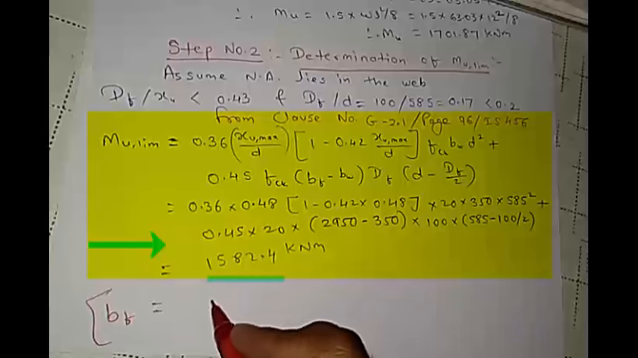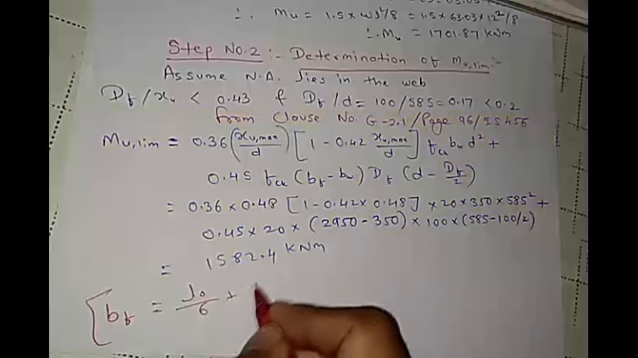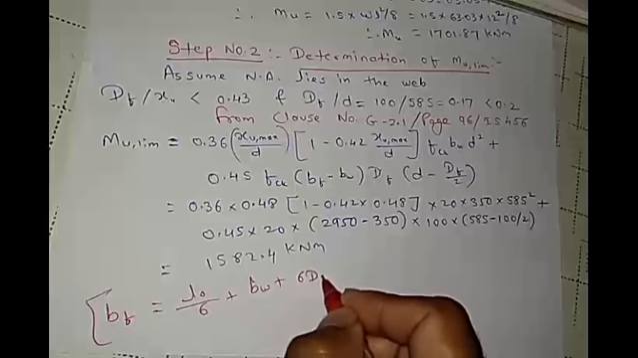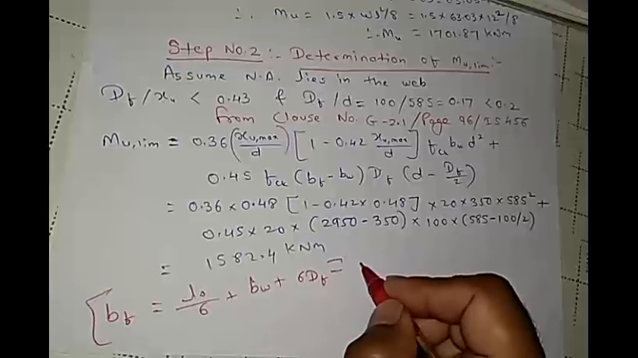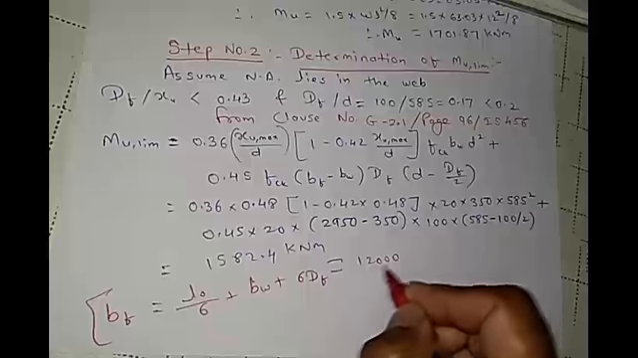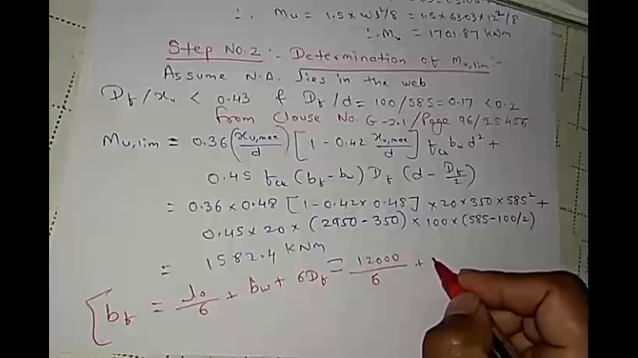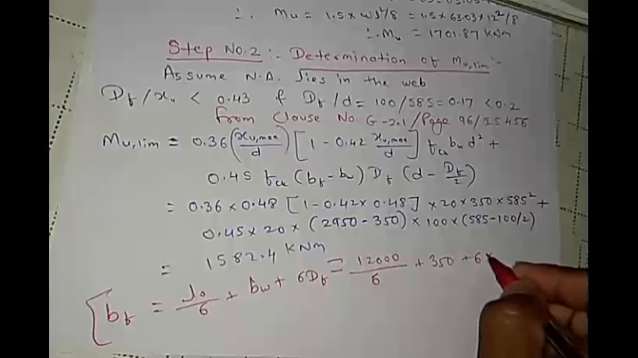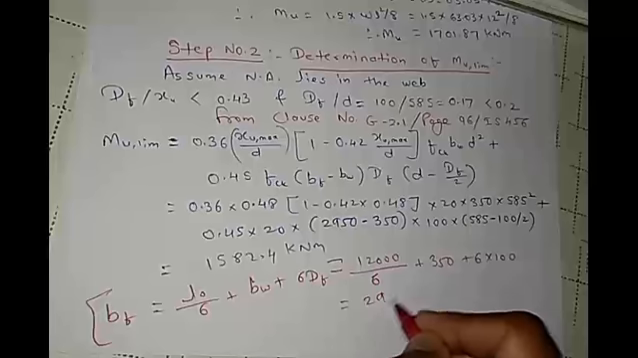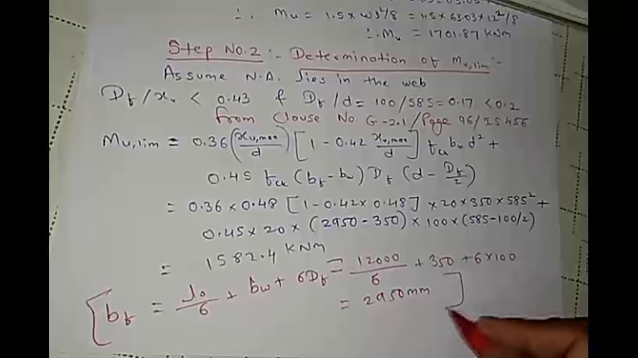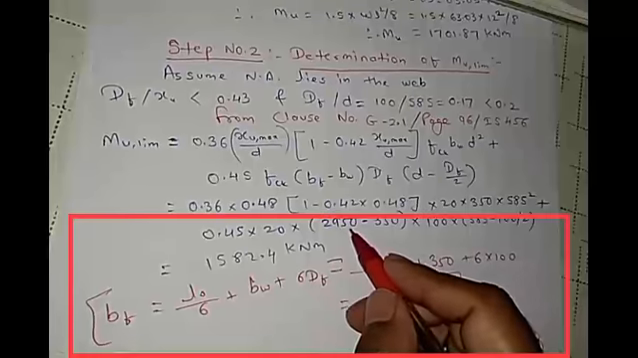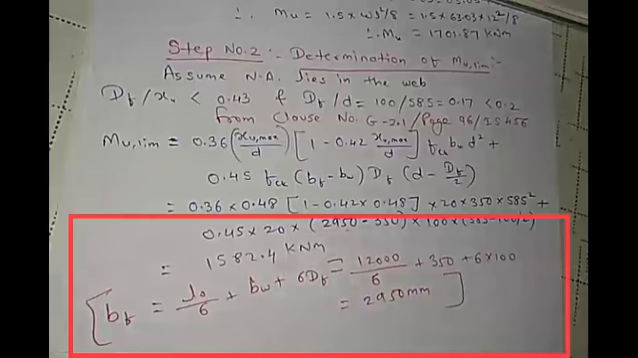So this is the Bf calculation: L0 by 6 plus BW plus 6 times Df. So this is going to be around 12 meter, so 12,000 mm plus 350 plus 6 into 100. If you just calculate it, you will get it around 2950 mm. And this is what we have considered here, 2950. So that is the Mu limiting carrying capacity.